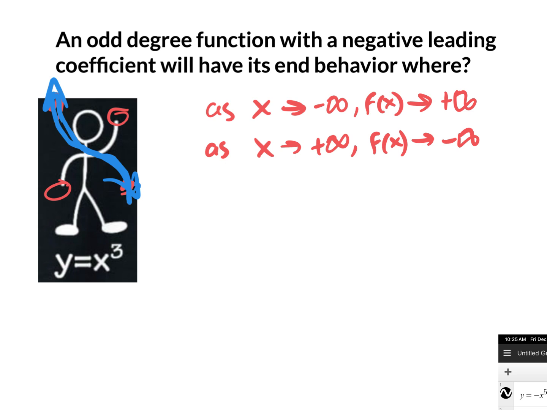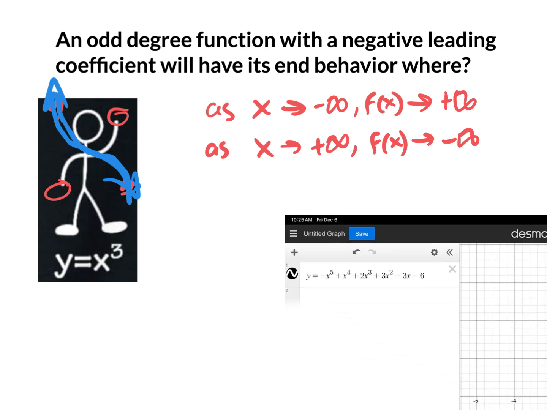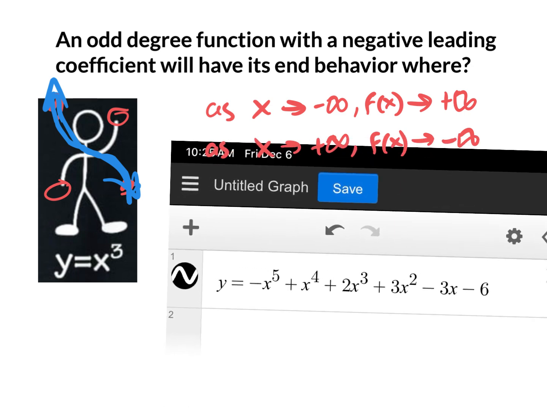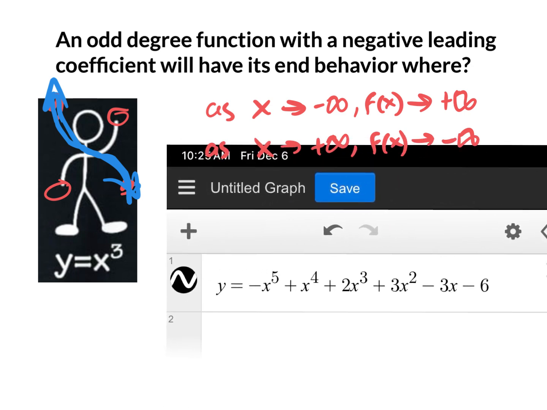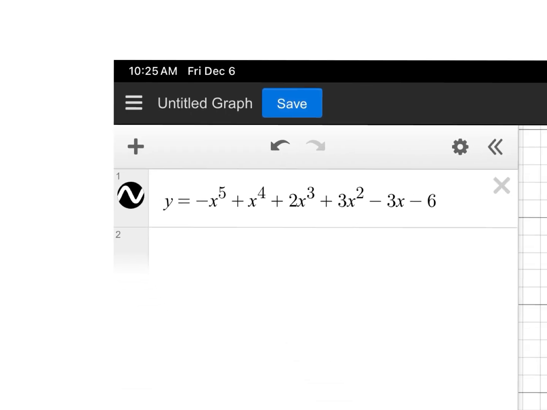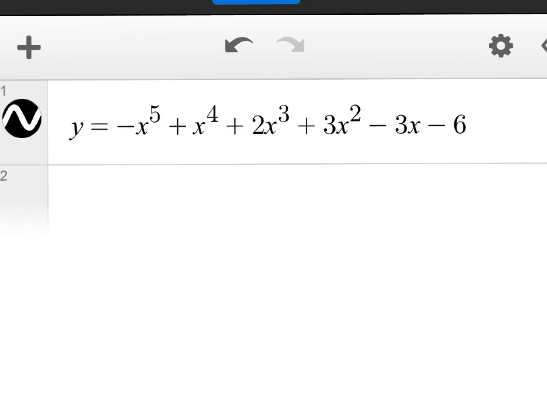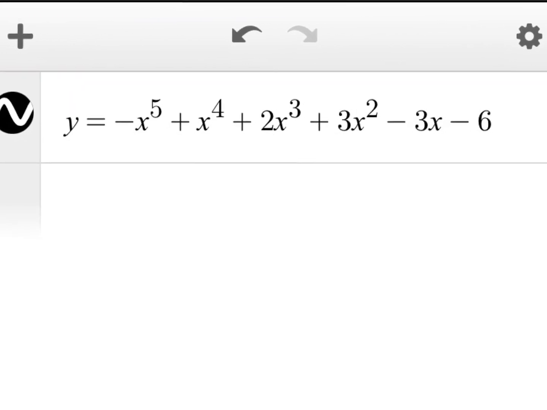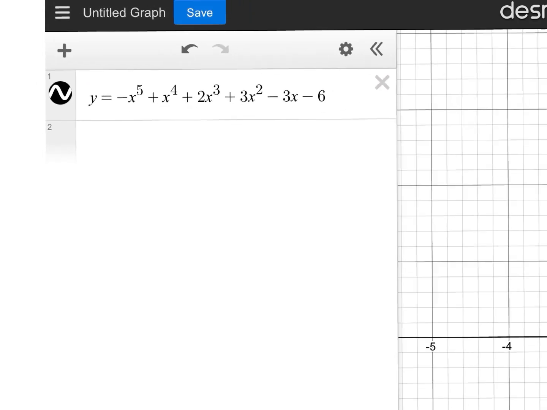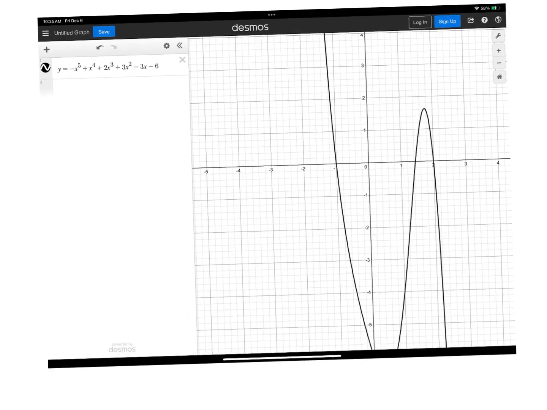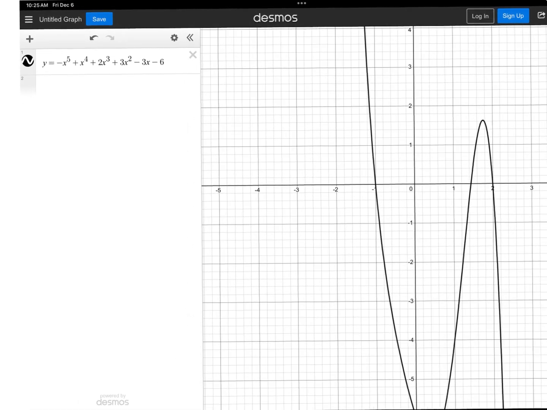So I'm going to type one in to Desmos. I want you guys to type it as well. Here it is. I typed in this guy. It's an odd degree function, and I put a bunch of stuff on there. Go for it. Type it into Desmos, and let's take a look at this graph. It's a long one. So if you type that in correctly, you're going to have this guy right here. Okay. Let me ask you this.